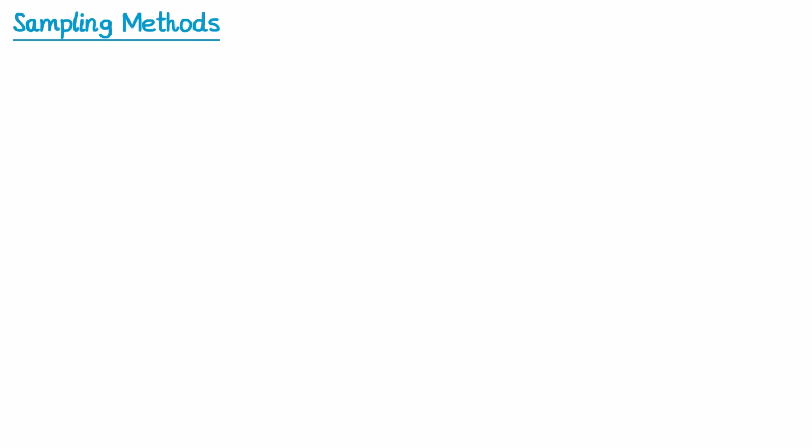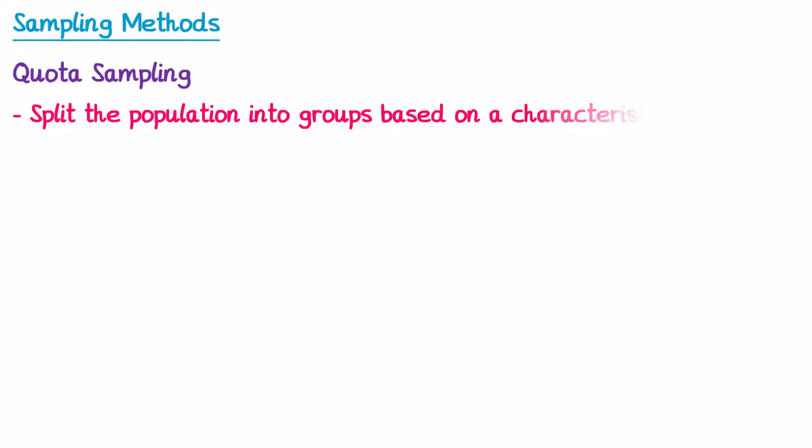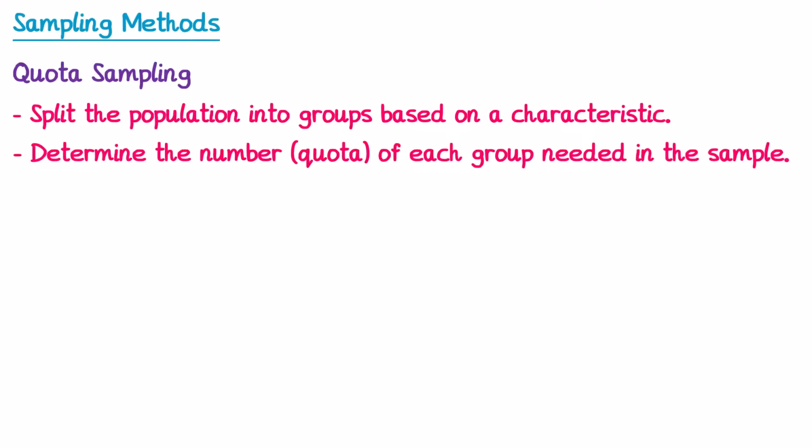The final type of sampling we're going to talk about is known as quota sampling. Quota sampling is a bit like a hybrid of stratified sampling and opportunity sampling. To do this, we first of all split the population into groups based on a characteristic. This is a bit like the stratified sampling. Then we determine the number, which we call a quota, of each group needed in the sample. Now, unlike stratified sampling, it doesn't necessarily have to be the case that the population and the sample have the same proportions, but it could well be if you wanted it to.